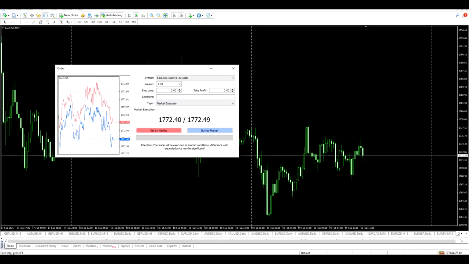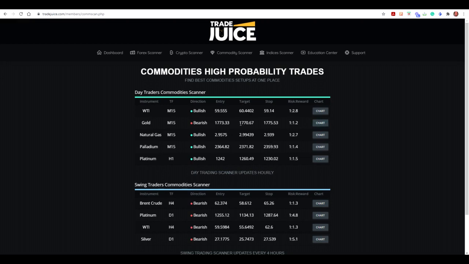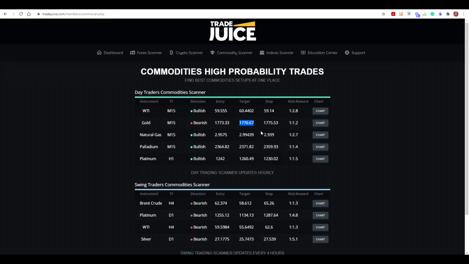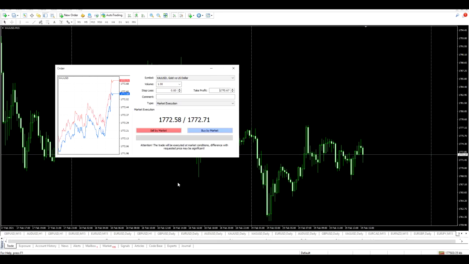and I'm going to quickly set my take profit and my stop loss. So we can see from here that my target is such. I'm just going to simply copy that, put it into my take profit box there. And then I'm going to also set my stop. And I'm going to do the same with that.